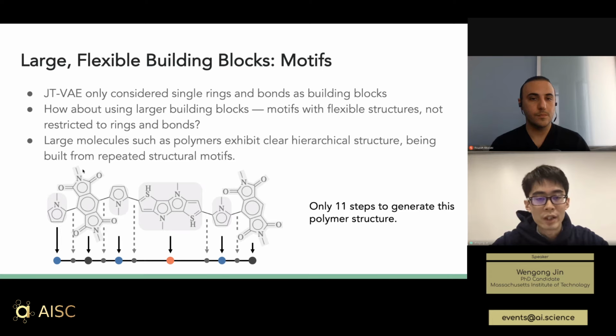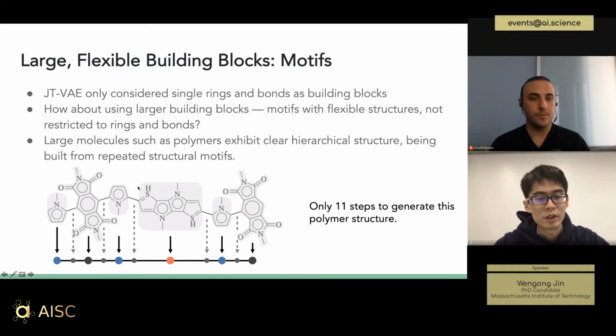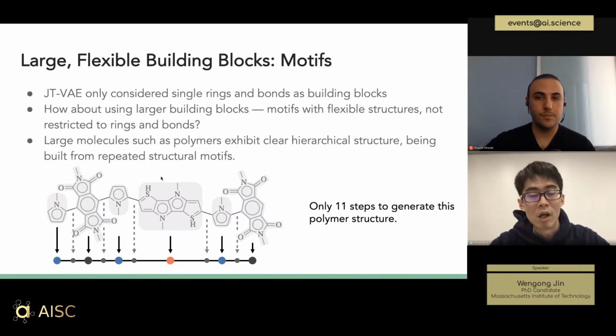So when generating this molecule motif by motif, you will see that by using these larger building blocks, it will only take 11 steps to generate this polymer structure. And the model becomes much easier to learn, and also it is faster.